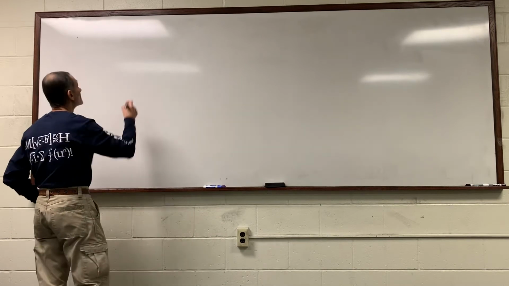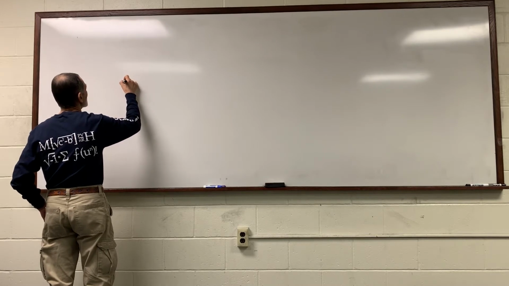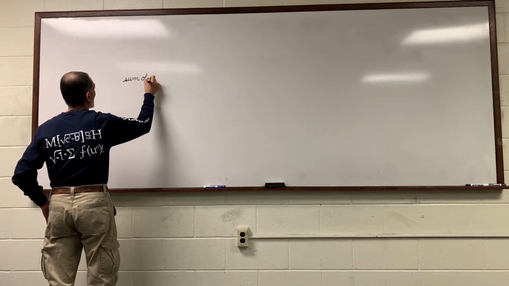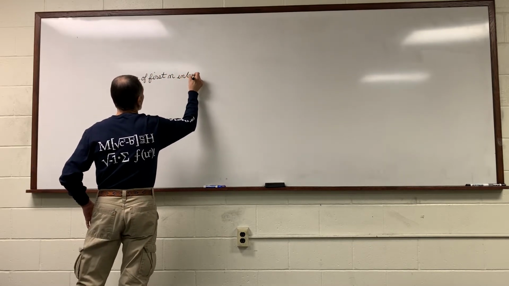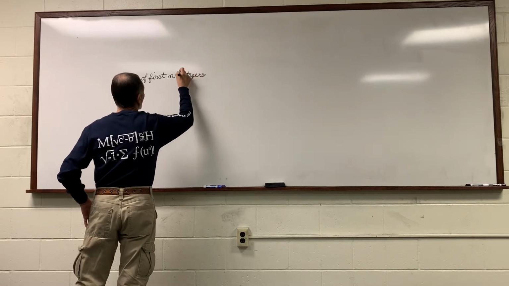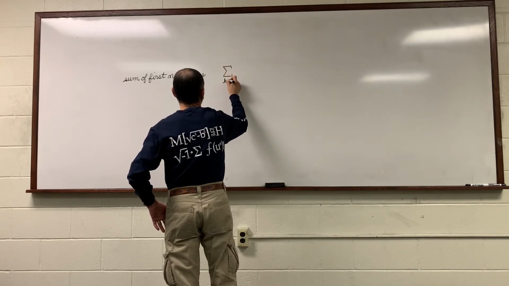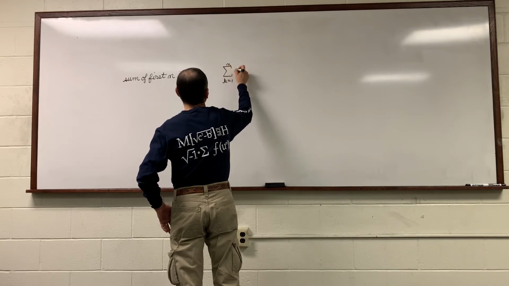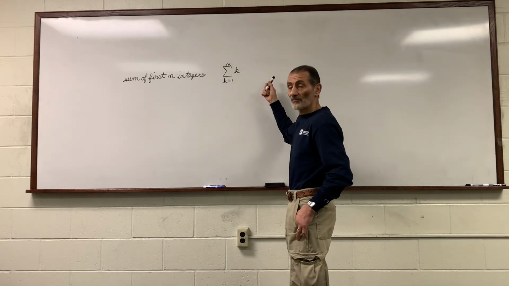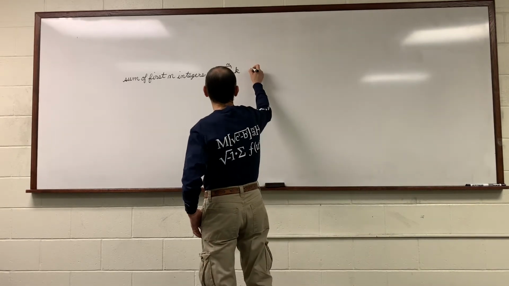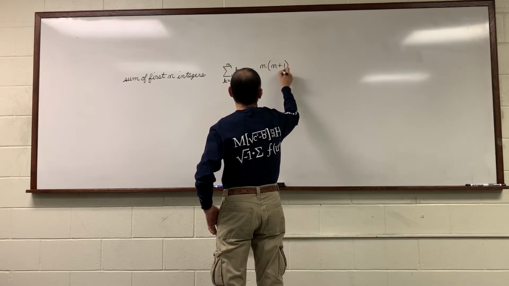The first is the sum of the first n integers. That is one plus 2 plus 3 plus 4. All right? The sum of the first n integers. It turns out that that is this.